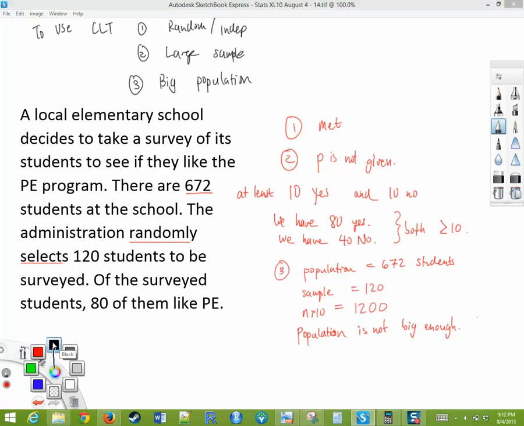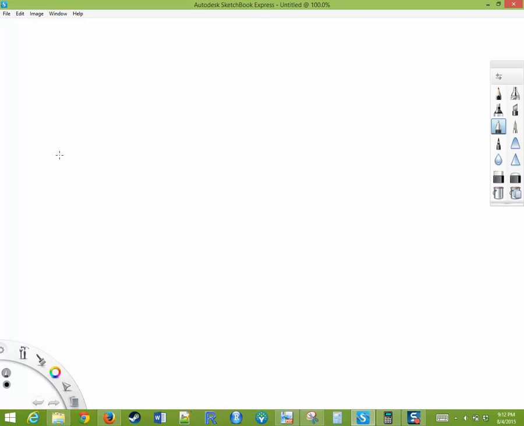Okay. All right, so we got one more thing to do, and that is doing our inference. And this is called confidence intervals.